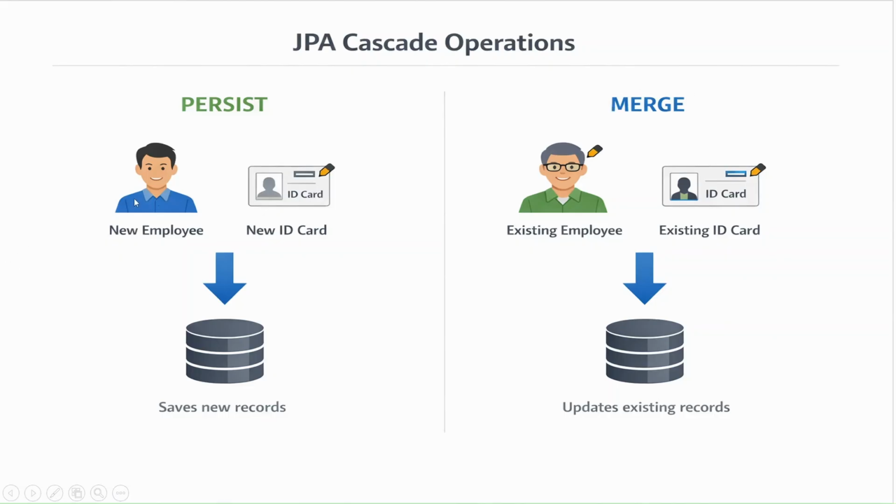So for persist, if I save the employee, the ID card should also get saved. But these are both new entities, right? But in the case of merge, when I update the employee, the ID card should also get updated. But these are existing records. So this is the main difference between persist and merge.